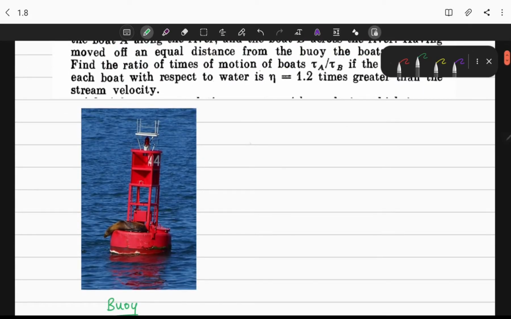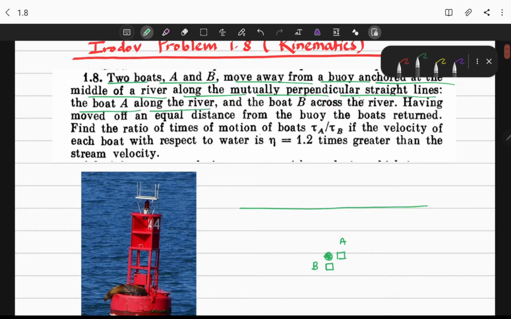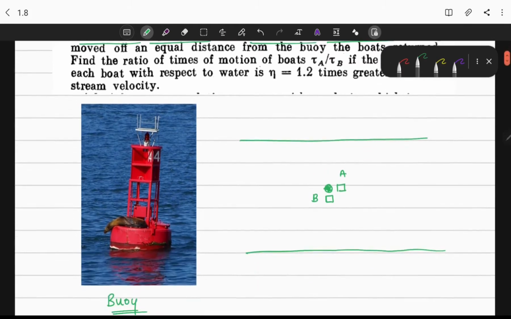Basically, this is the buoy in the middle of the river, and we have boat A and boat B. Boat A is moving along the river and boat B across the river. This is boat A moving along the river, and this is the velocity of the flow, which we denote as V. This is the direction of motion of boat B, which is perpendicular to the direction of motion of A.